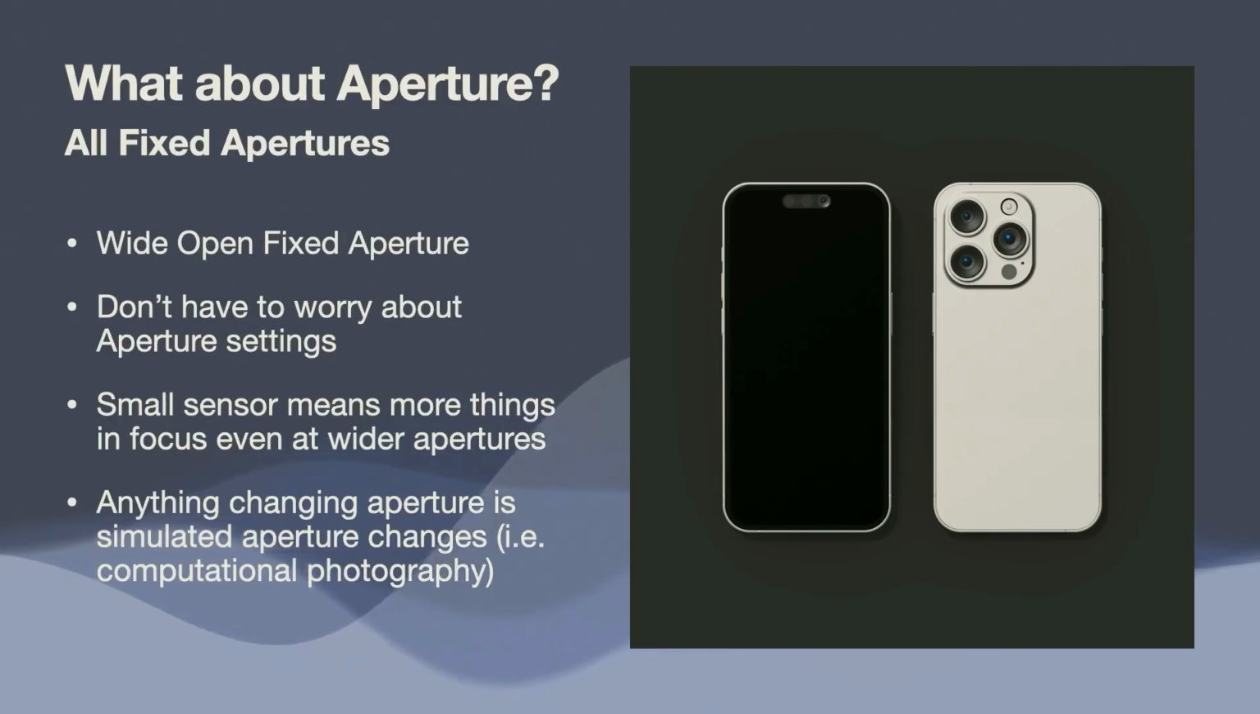Anything that you change on the aperture is simulated. Like when you take a night mode or a portrait mode, where you're taking a portrait, and then afterwards, there'll be a little f-stop number that's there, and you can control it. That's all computational. It's all fake, done after the fact. But it's still really good.